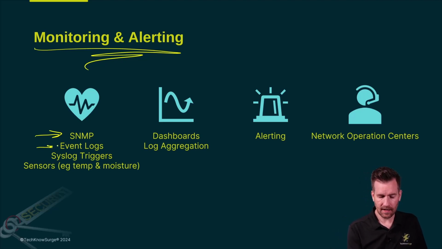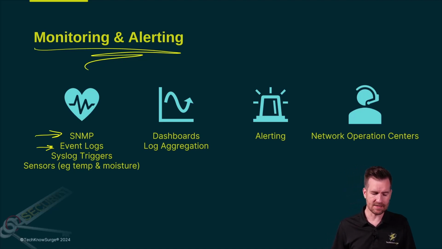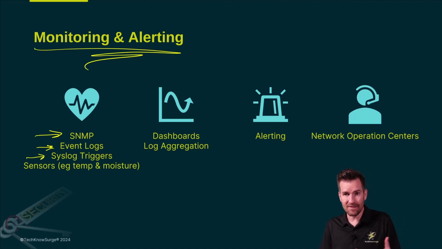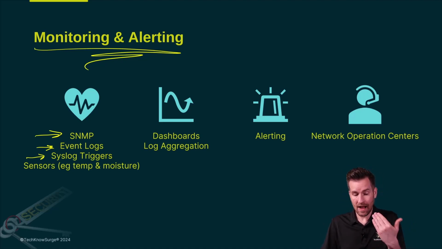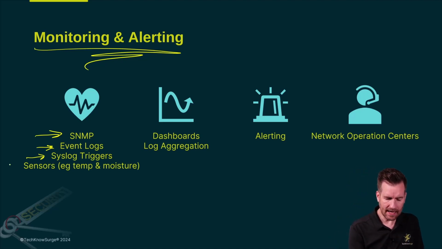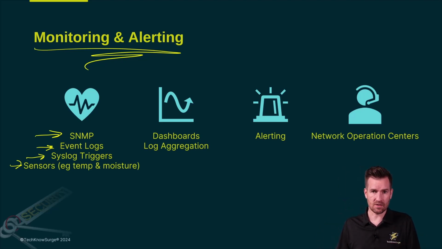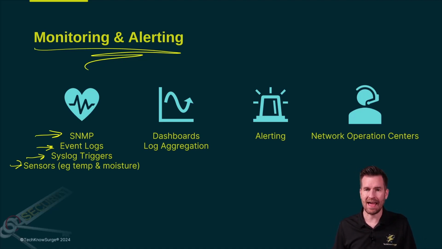There's also event logs on specific pieces of equipment that will actually track what's happening on that piece of equipment. We've got a syslog server and syslog triggers and ways to record syslog events, which takes some of the events that happen on our servers and records them, so that way we can monitor that and look at it later. We also have different sensors, things like temperature sensors and moisture sensors, that give us additional information about what's happening within our environment and within the different equipment that we have.